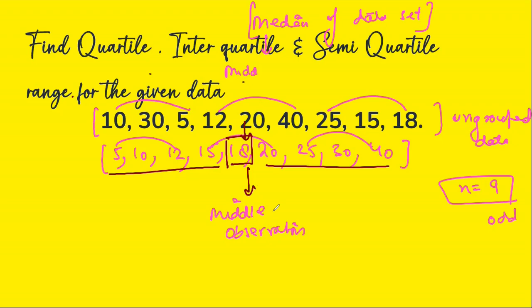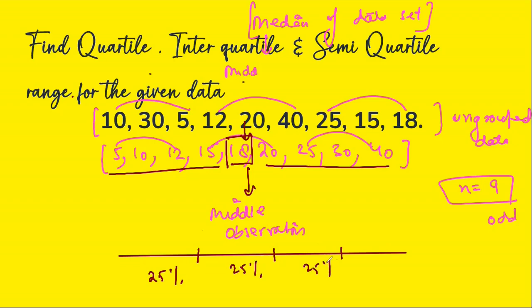That's why for the quartile, interquartile range and semi-quartile range, we divide the data into 4 equal parts. How do we divide it? Suppose this is the data set, and this is the range. We divide it into 4 equal parts like this. So 25% of the values are here, 25% here, 25% here, and 25% here.